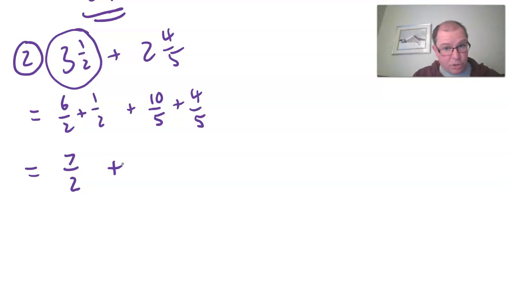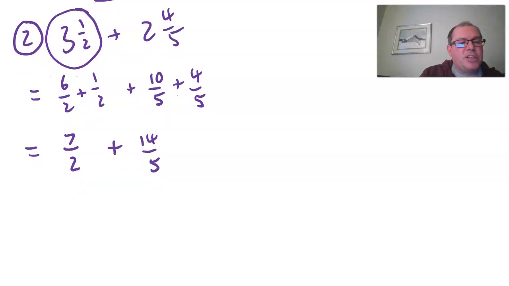Not 7 teeth, 7 halves, ha ha ha. Now 10/5 add 4/5 is obviously 14/5. So all I'm doing is taking away the mixed part of the number and writing it as an improper fraction.